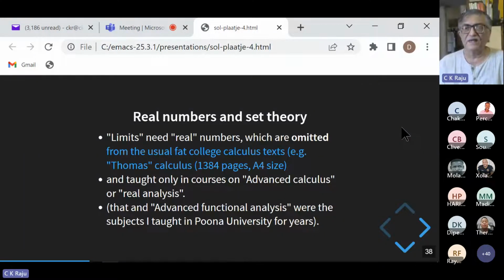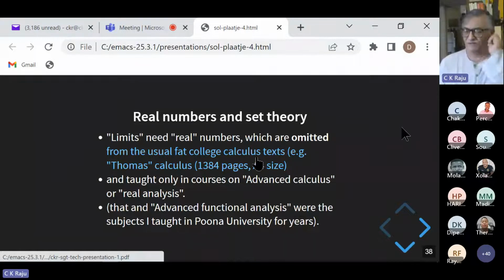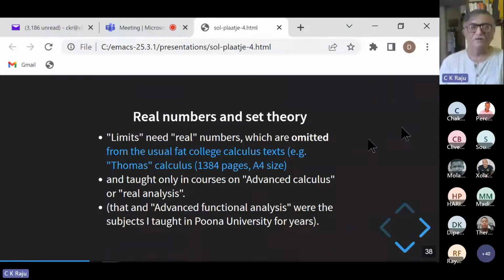And these are omitted from the usual fat calculus text. So I won't go into this since I'm running short of time. Thomas' Calculus, as you know, runs into thousands of pages, and these topics are covered only in advanced calculus or in linear analysis. And I used to teach that and advanced functional analysis at Pune University for years.